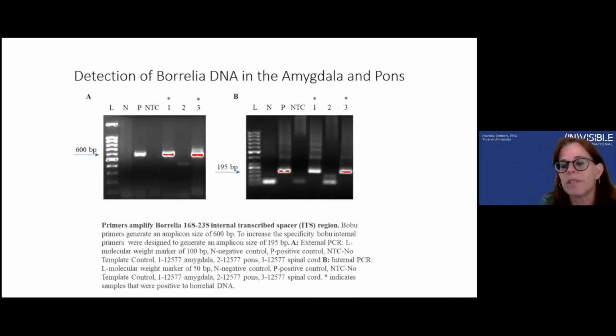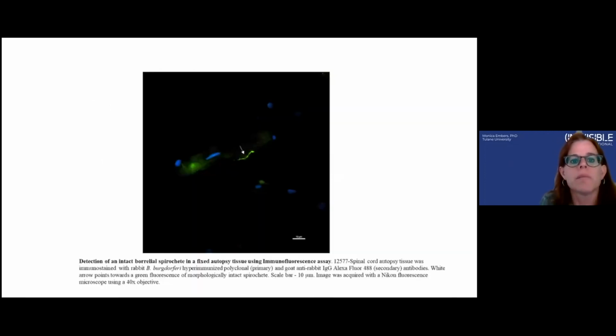And we were able to detect Borrelia burgdorferi DNA in the amygdala and the pons, shown here in A and B. This is a standard PCR and a nested PCR, which gave the exact same results. And we also sequenced the DNA and found it to be Borrelia burgdorferi. By immunofluorescent staining, we identified an intact Borrelia spirochete in the spinal cord of the autopsy tissue, shown here.